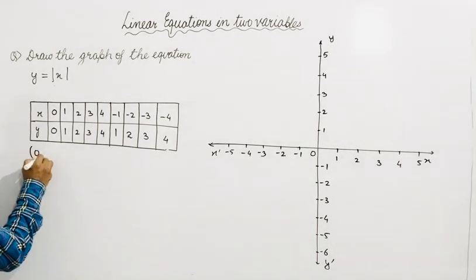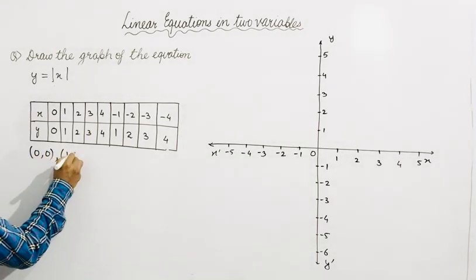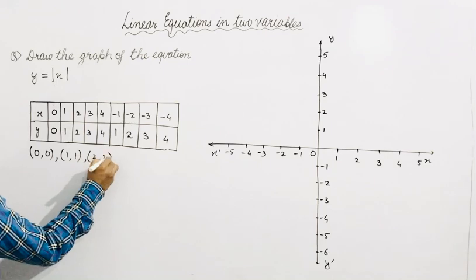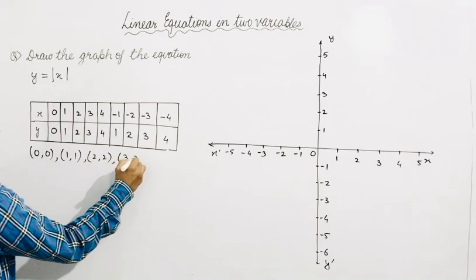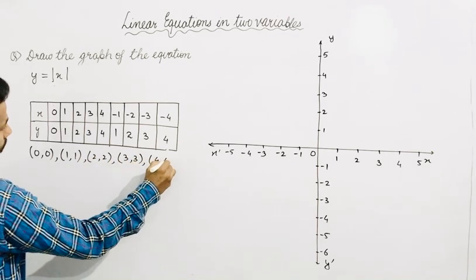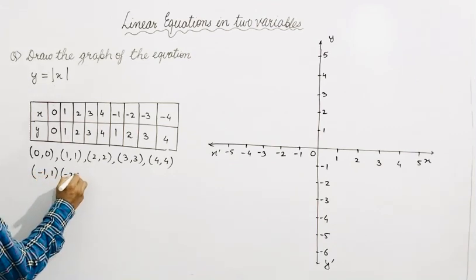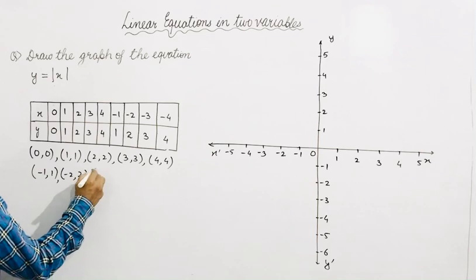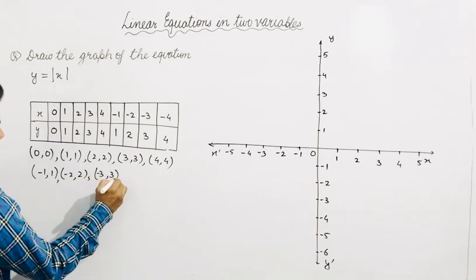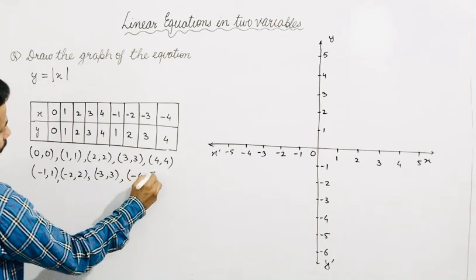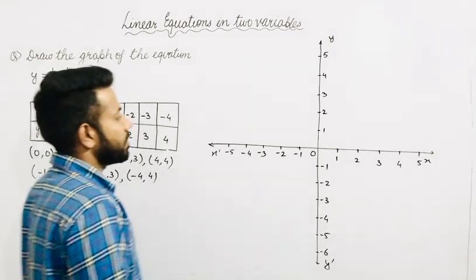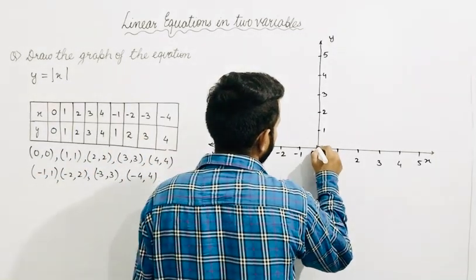The first point is 0, 0. The second is 1, 1. Third is 2, 2. Fourth is 3, 3. Then it is 4, 4. After that it is minus 1, 1. Minus 2, 2. Minus 3, 3. Minus 4, 4. Now it is 0, 0. Where is 0, 0? It is here in the origin.